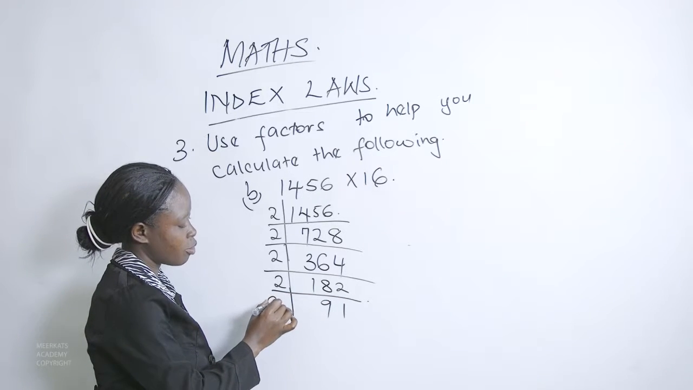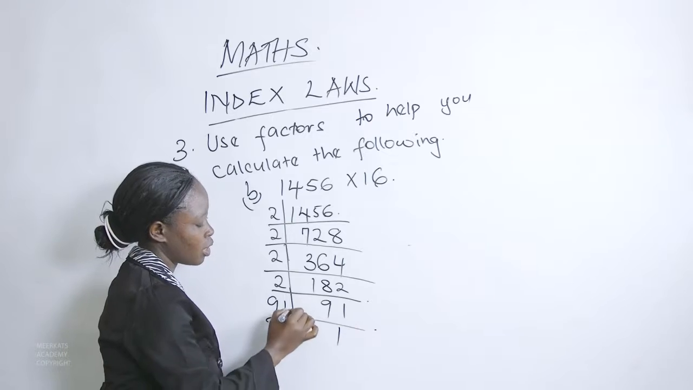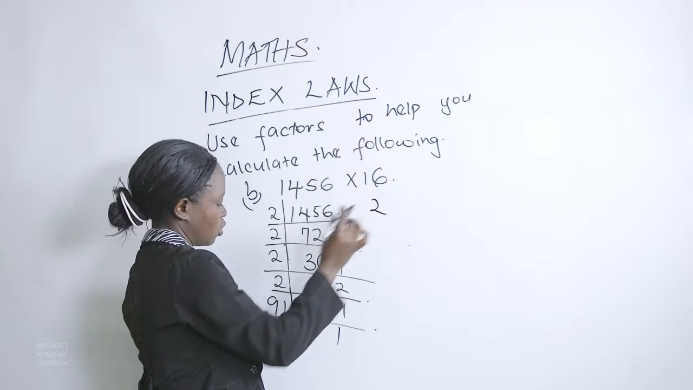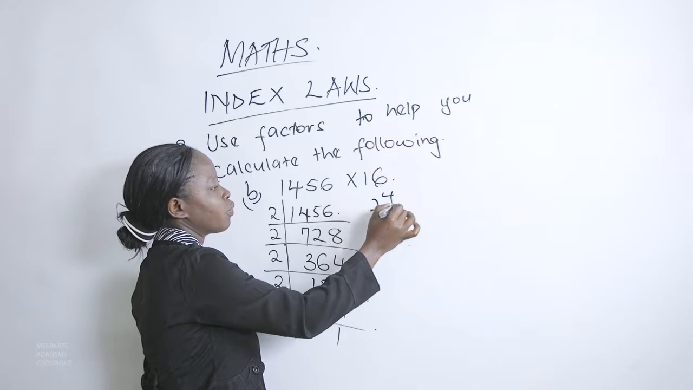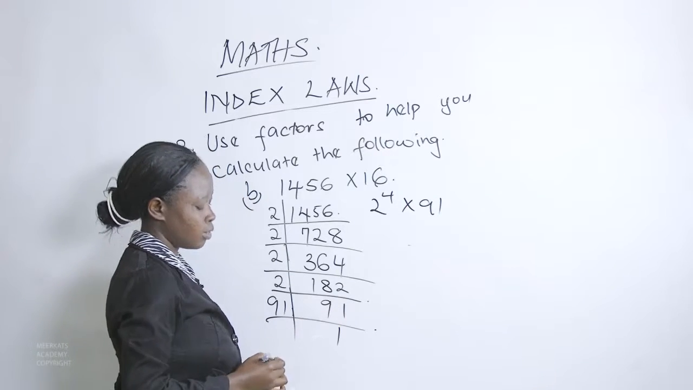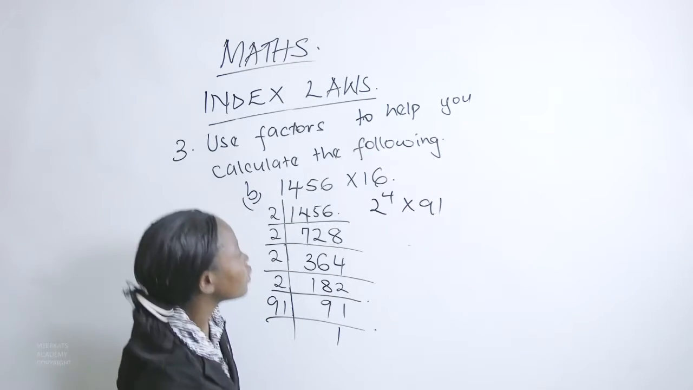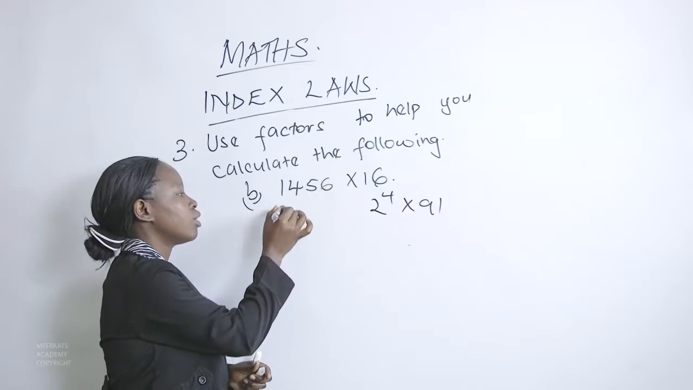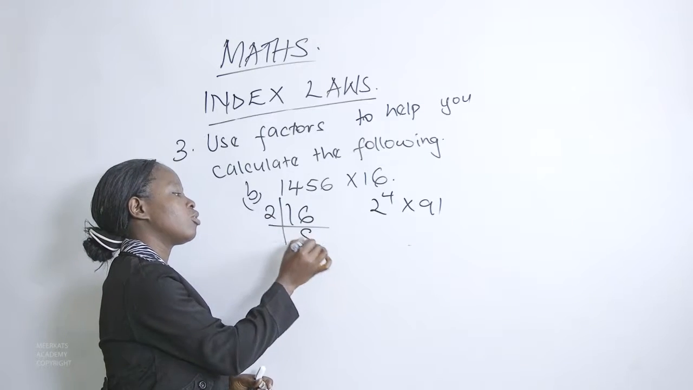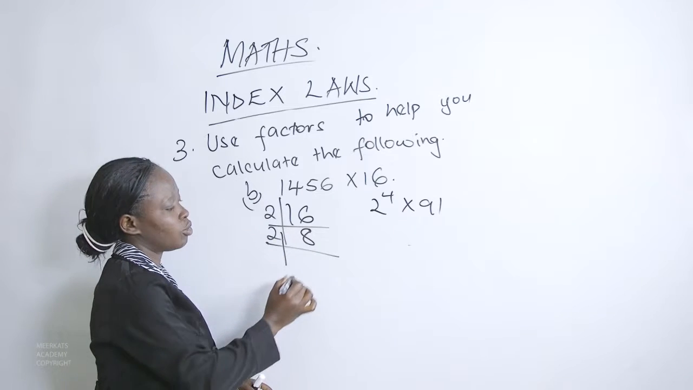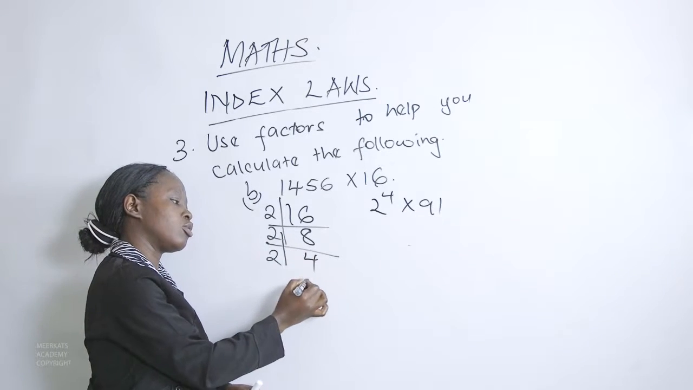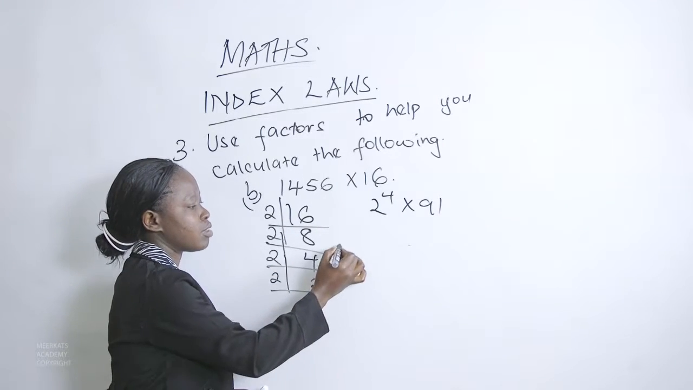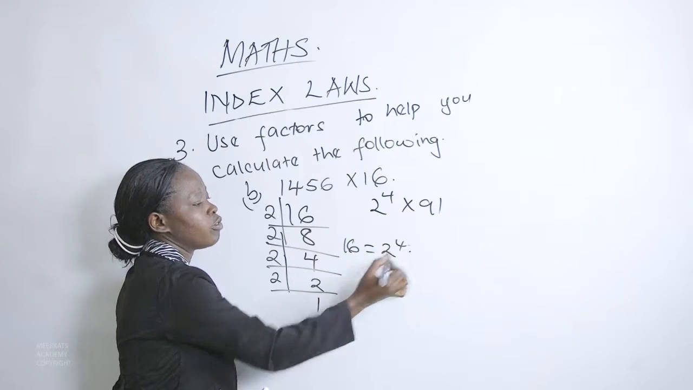So those are some of the factors. 91 is a prime number. So that means that we have the factors 2 to the power of 4 times 91. Then the factors of 16, we have 2 into 16, 8, 2 into 8, 4, 2 into 4, that is 2, 2 into 2, we have 1. So 16 is the same as 2 to the power of 4.